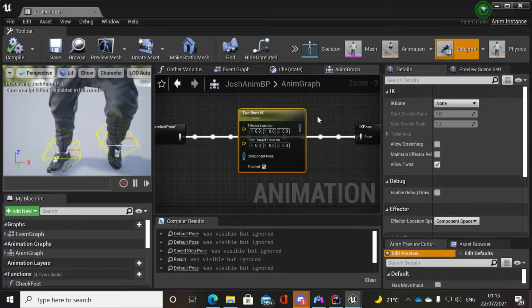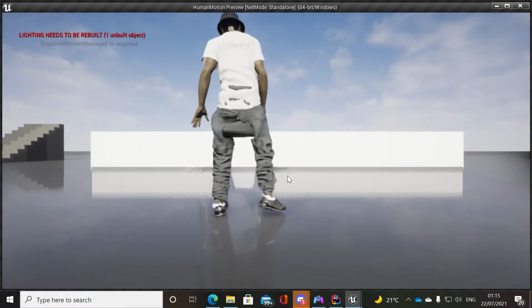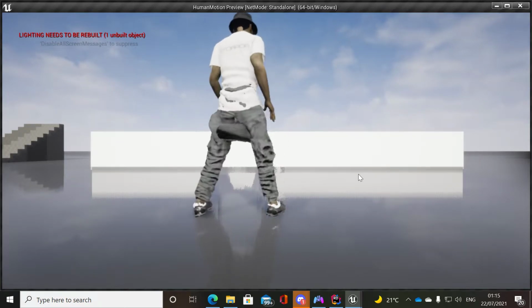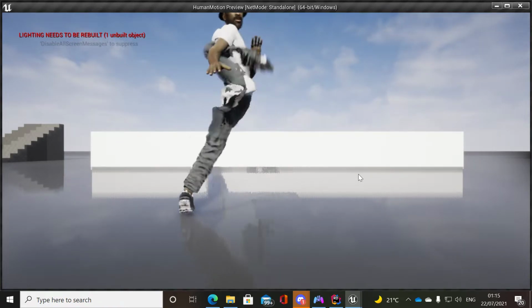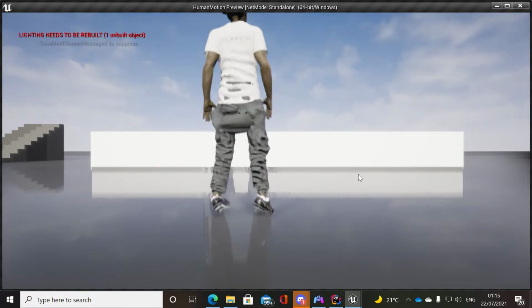So we need to really say, well, don't do it when you think you need to do it. Do it only when we tell you to do it. Like, for example, here, you see that, it wants to do IK. Well, this goes completely bonkers.